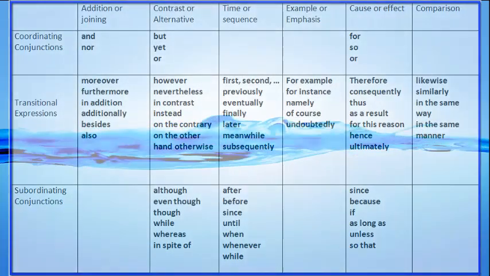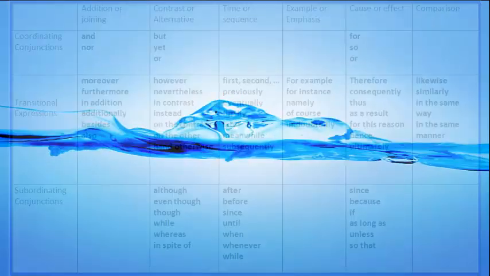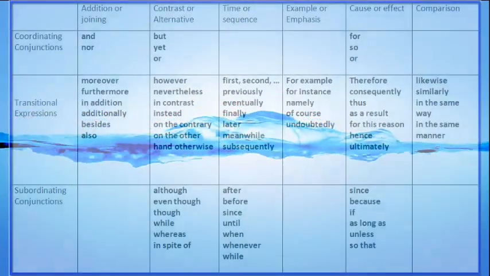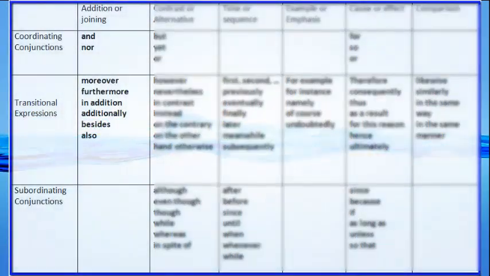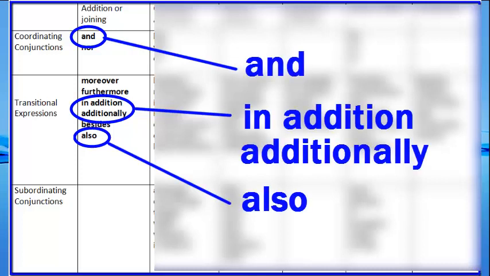Let's take a closer look at words and phrases on the sentence joining chart that share a common purpose. Let's first look at words and phrases that add or join ideas together, highlighting the words and phrases that are most commonly used. These include and, in addition, additionally, and also.